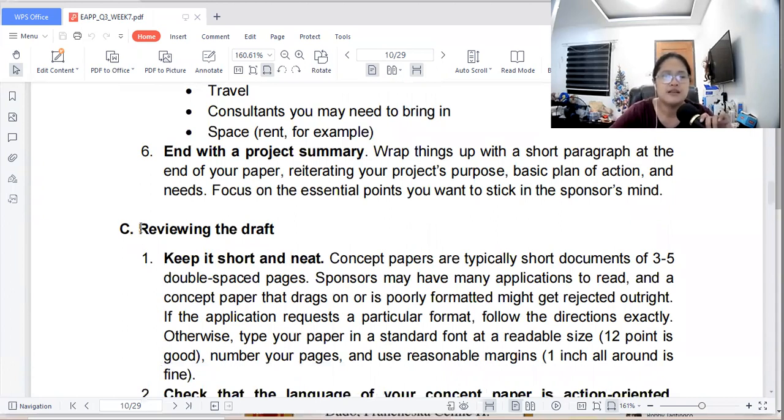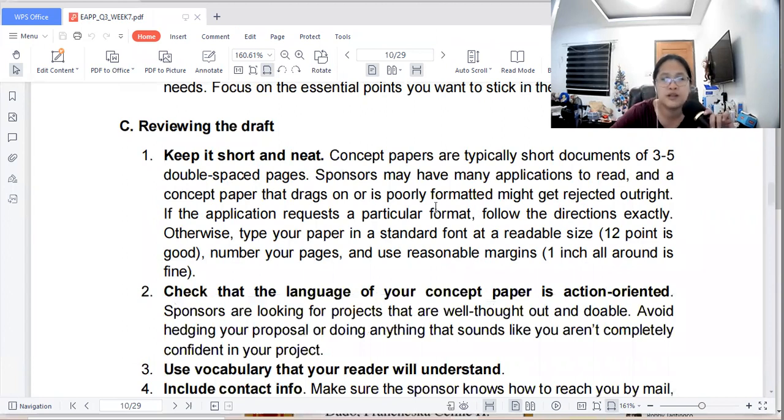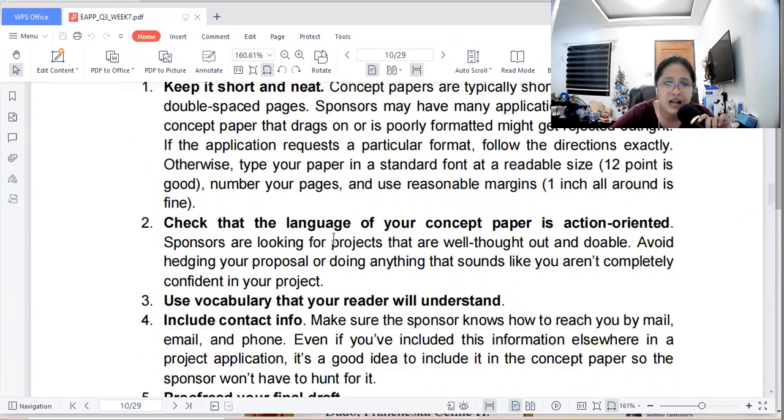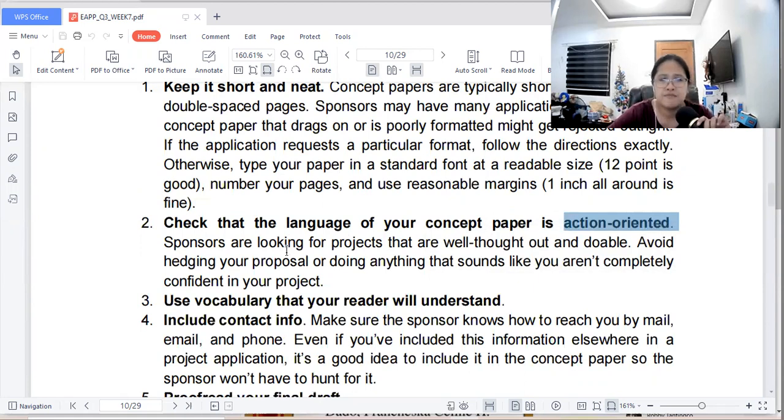Okay? And then, reviewing the draft, of course, you have to keep it short and neat. Dapat 3 to 5 double-spaced pages lang. Hindi mo kailangan magsabit ng parang isang thesis, okay, sa kanila. Check your language. It should be action-oriented, okay? And that would mean it's more on active, okay? You should be confident in your concept paper.